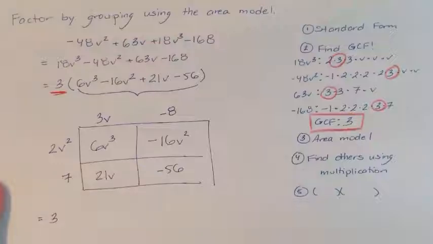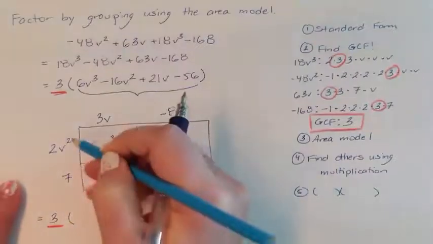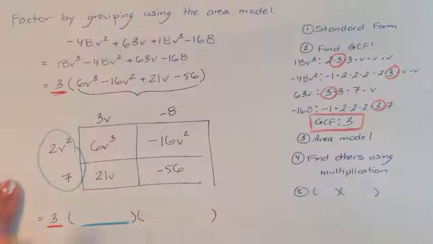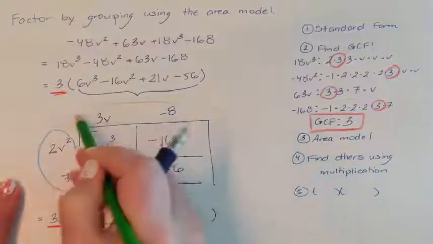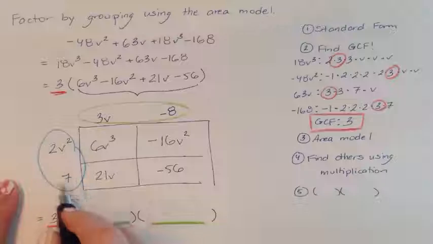You have to write the GCF part first, and then your 2 parentheses are going to come from the sides. So this parenthesis is going to go here, and this side is going to come here. So this is 2v squared with a positive 7.